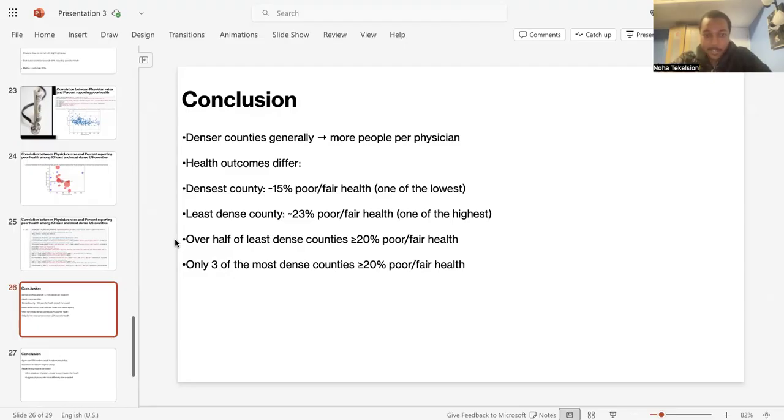Denser counties have more physicians, yes. But here we're also seeing that when you look at it more broadly and zoom out a little bit, less dense counties are purporting poor health, because in denser counties only three of them said they have 20% or more.